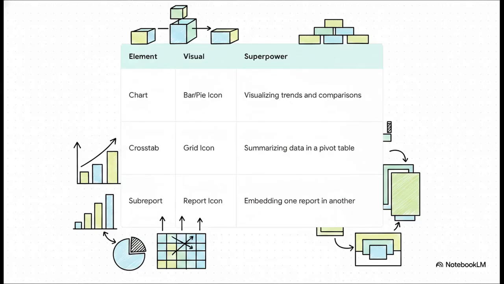Well, the answer is with these guys. Our power blocks. As you can see, each one has its own special superpower. You got the chart element, which is perfect for visualizing trends. Then there's the crosstab, which is an absolute genius at summarizing data into a pivot table. And the subreport? This one is amazing. It lets you literally embed one entire report right inside of another one.